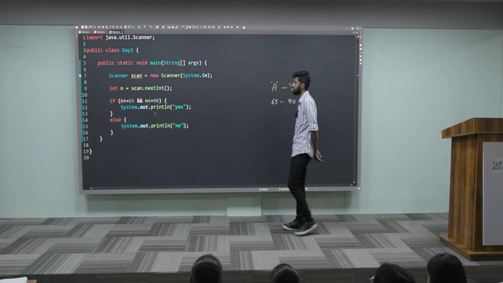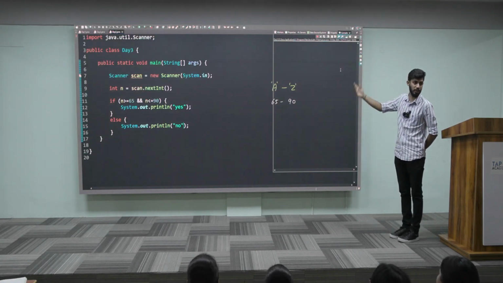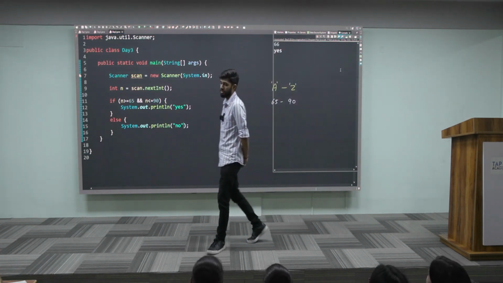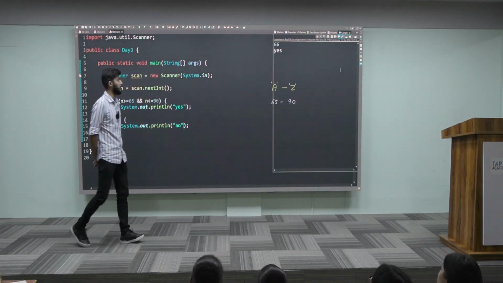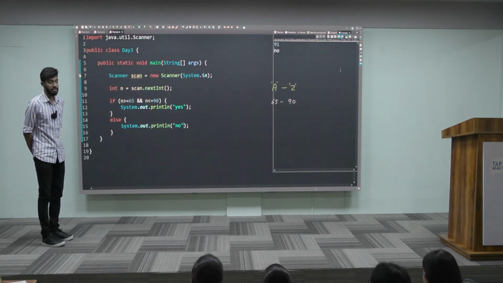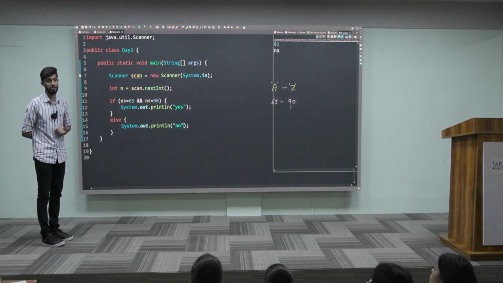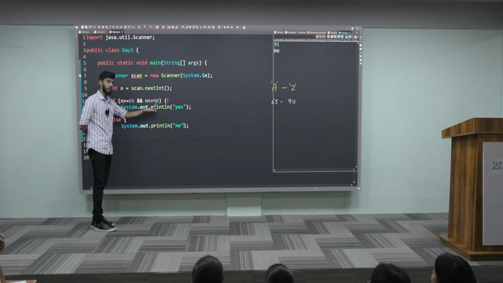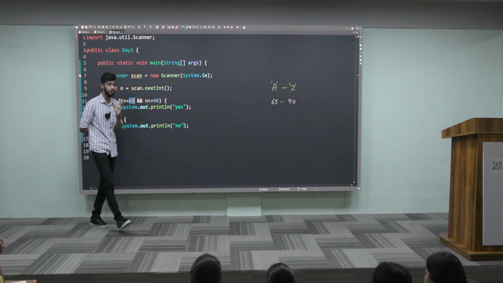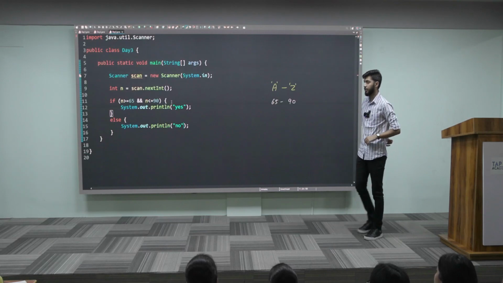Let's quickly execute this. Anything you give between 65 to 90, it will say yes, or else it will say no. So I'll say 66. It says yes, and if I give 91, it says no. Is it clear to everyone? Similarly, can you write for the lowercase range as well? What should you change? 97 and 122. Similarly, can you do it for numeric as well? Yes. Great.